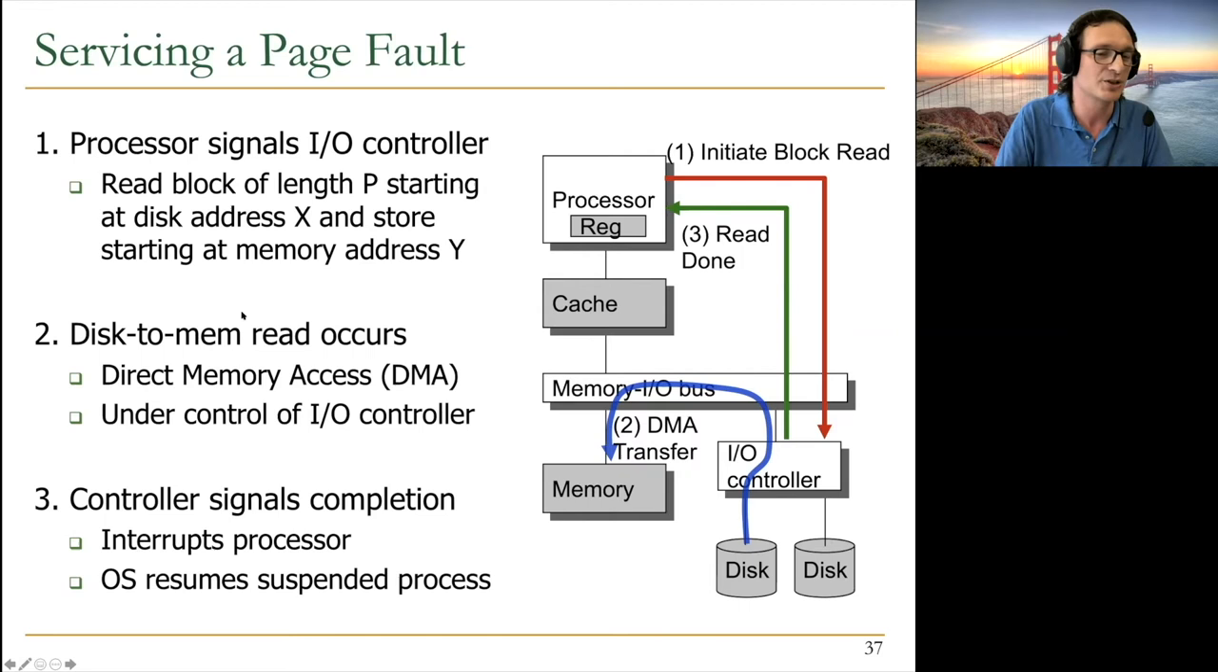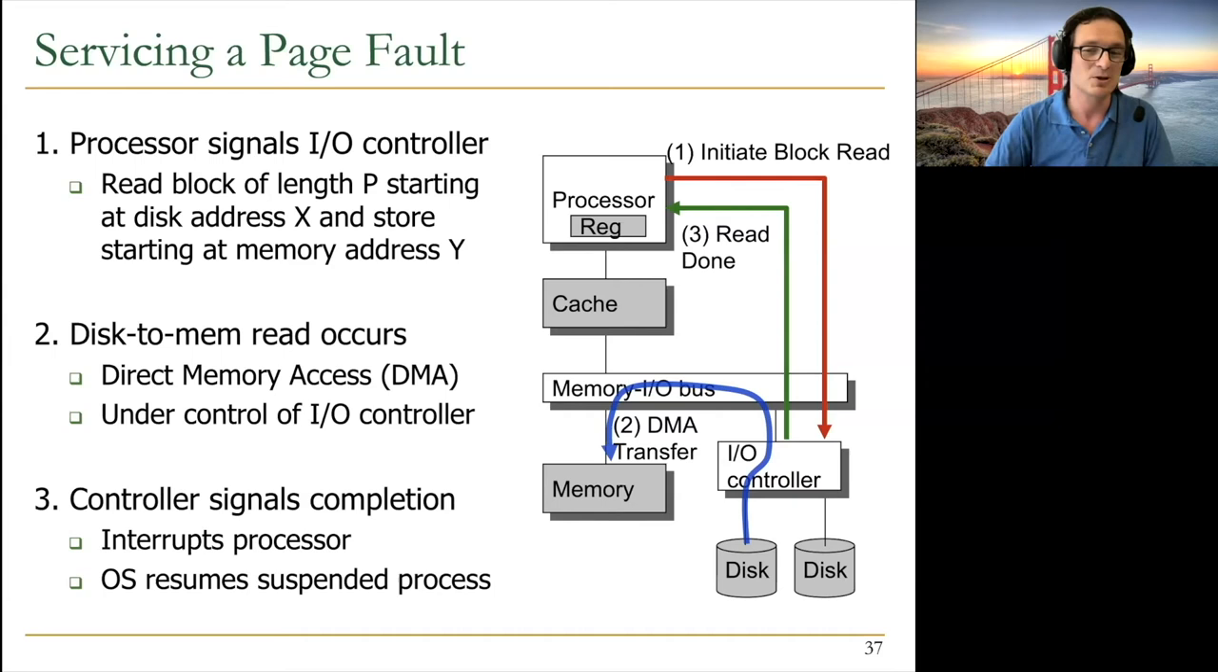The disk to memory read occurs after that through some direct memory access transfer, without hopefully disturbing the processor. It happens under the control of this IO controller over here. And then when the controller finishes the transfer, it interrupts the processor saying that I have finished the page fault request that you asked me to service. And the operating system resumes the suspended process after, of course, fixing the page table entries, et cetera. Right. Okay, so there's a lot that goes on to service a page fault, and that's what you need to know for this course.